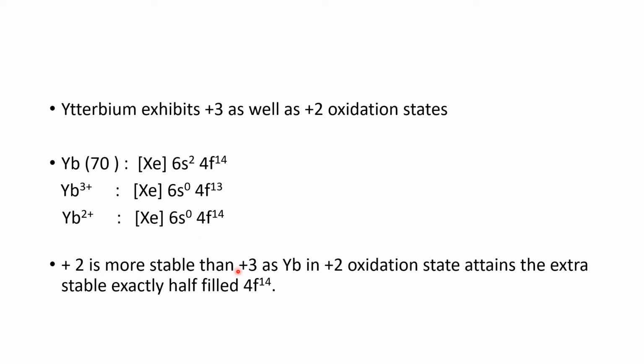+2 is more stable than +3, because ytterbium in +2 is having completely filled 4f level, which is obviously going to be more stable than the 4f13 configuration that it will have in the +3 oxidation state.